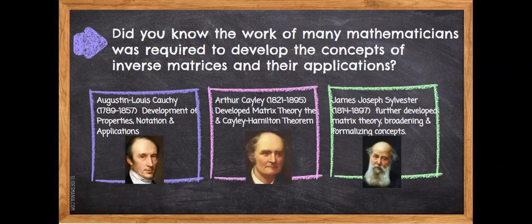Augustin Louis Cauchy, from 1789 to 1857, worked on the development of properties and notation and applications of matrices. Arthur Cayley, from 1821 to 1895, developed matrix theory and the Cayley-Hamilton theorem. And lastly, James Joseph Sylvester, from 1814 to 1897, further developed matrix theory, broadening and formalizing concepts. He worked alongside Arthur Cayley.